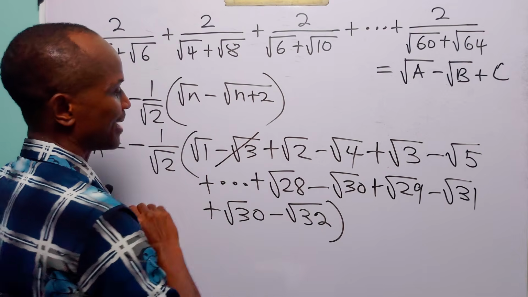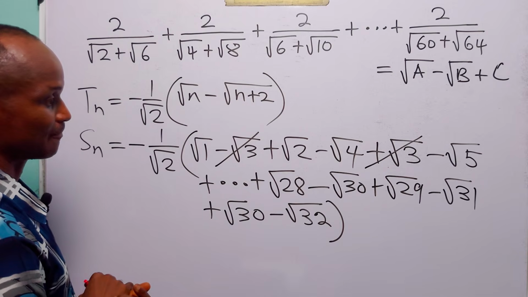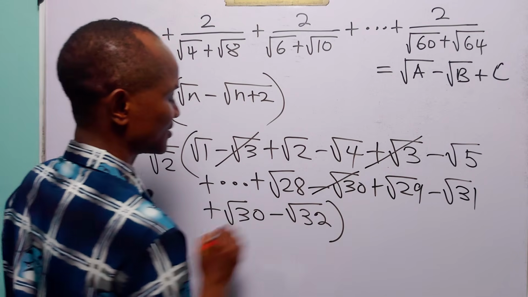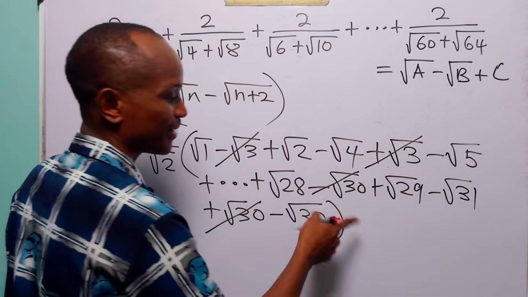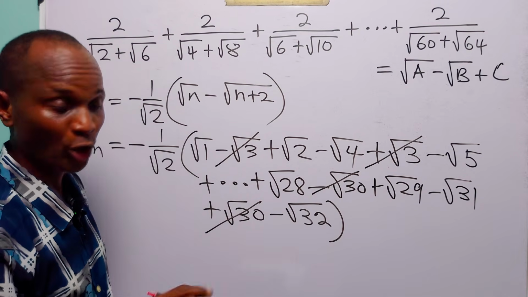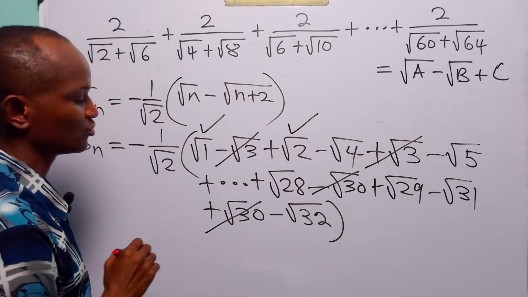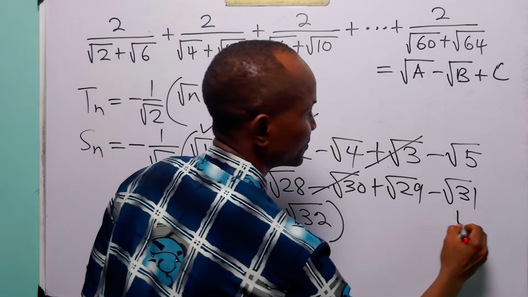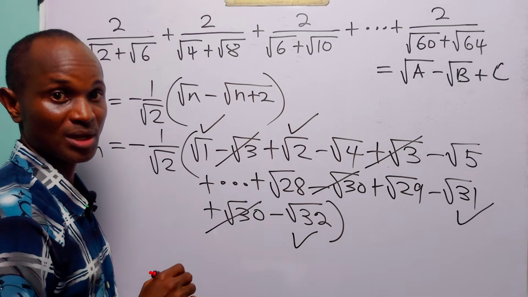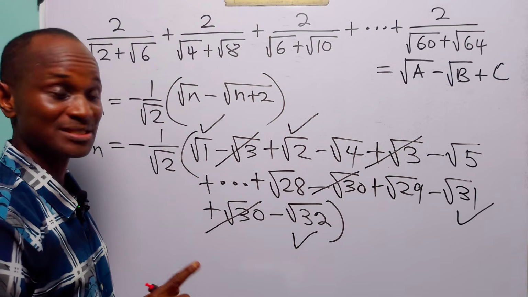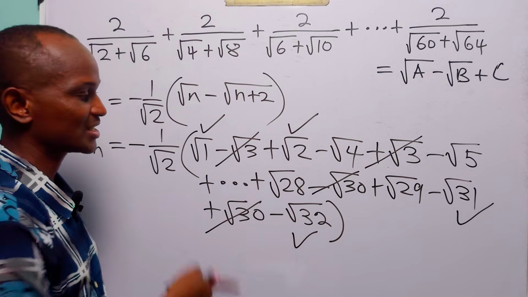Now notice that minus root 3 will cancel plus root 3. In that same way, we have minus root 30 cancelling plus root 30. Now this is exactly how all the numbers will cancel themselves except 4 numbers. We have root 1, we have root 2, we have minus root 31, and finally we have minus root 32. So after all the numbers cancel themselves, these are the only 4 numbers that we will have left in this sum.